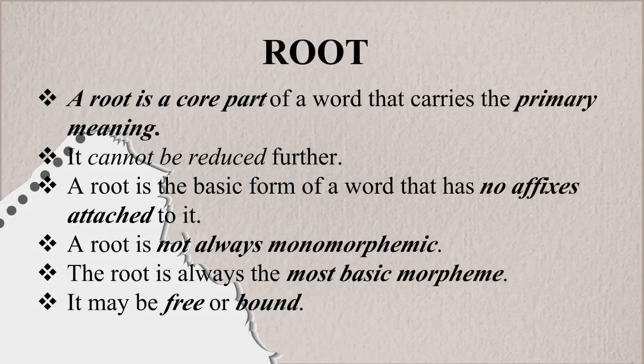A root is basically a core part of a word. It carries the main meaning. A root can't be broken down any further. It is the basic form of a word that has no affixes of any sort attached to it. Even though we often imagine roots as single, simple units, a root isn't always monomorphemic because some roots have more internal structure. A root is the most basic morpheme and a part that all other elements build on. And a root can appear as a free form or as a bound form that cannot occur independently. But in every case, the root is the essential foundation of the word.